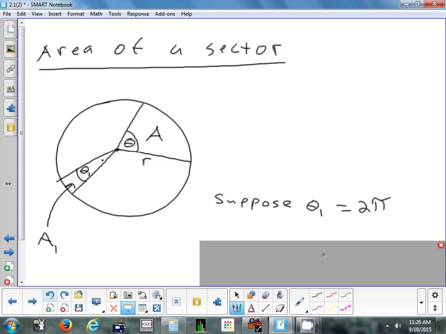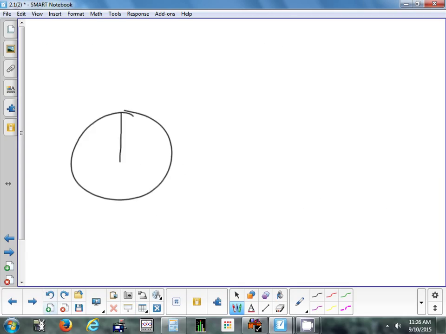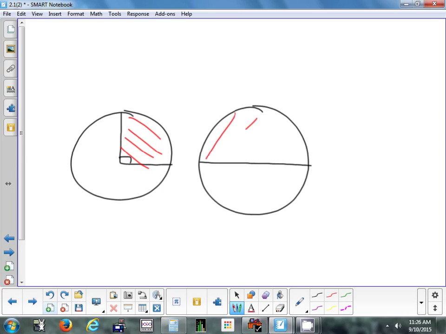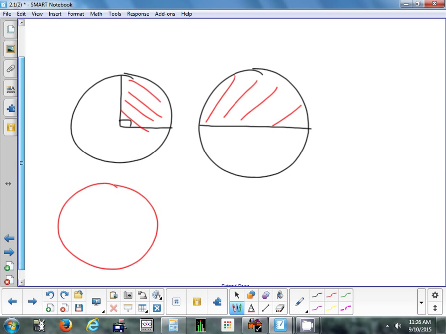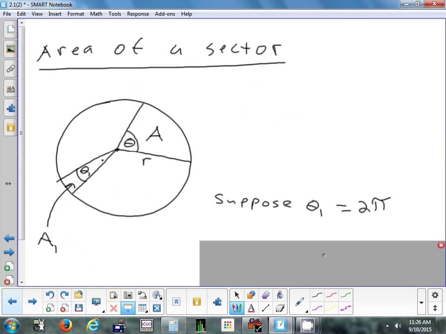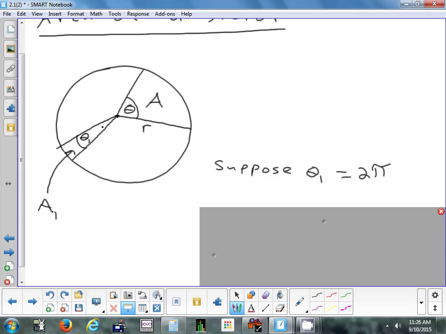All right, so if you're confused, think of it this way. Here's a 90-degree angle. Here's letting the angle get a little bigger. 180. Eventually, if we let it get big enough, the area is going to take up the whole thing. And to make it take up the whole thing, the angle has to be 360. So if the angle takes up the whole thing, we know we've got a circle, not just a sector. What would that make area 1?